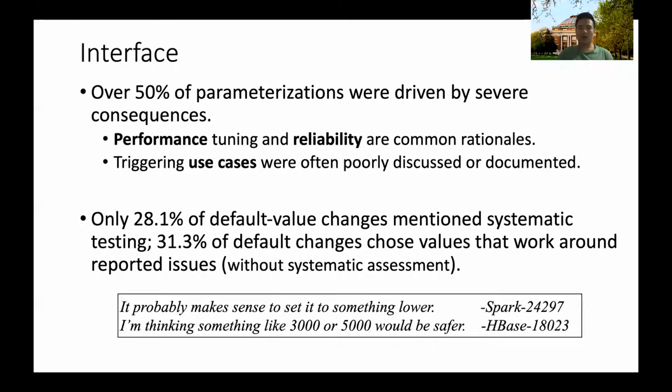For example, it probably makes sense to set it to something lower. I'm thinking something like 3,000 or 5,000 would be safer. Those decisions are arbitrary and may lead to worse cases in the future. So a systematic testing approach for existing and new default values is needed.